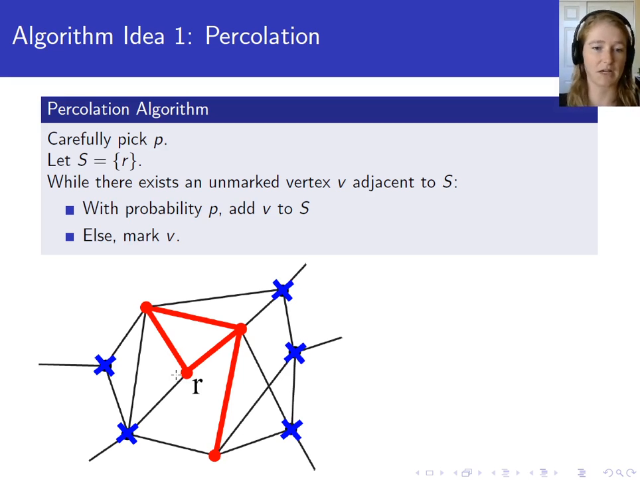So this is essentially just running a vertex percolation process starting at R, including every vertex adjacent to the subgraph we've constructed so far with probability P.